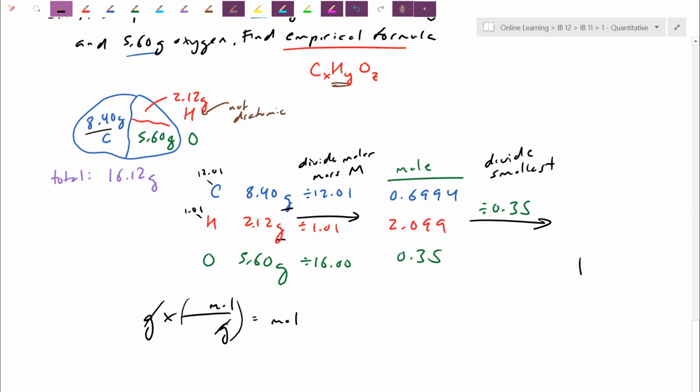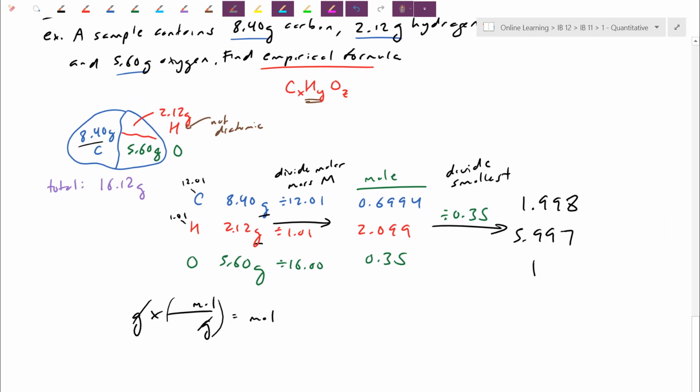Here's why I wanted to keep a few extra decimals. I don't want to accumulate rounding errors. I get 1.998, 2.099 divided by 0.35 gives me 5.997. All right. So because I did the same operation, divide 0.35 by all three elements, the numbers are still by ratio exactly the same. Now at this point here, you need to use your judgment.